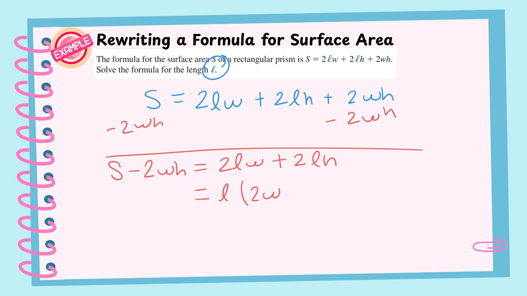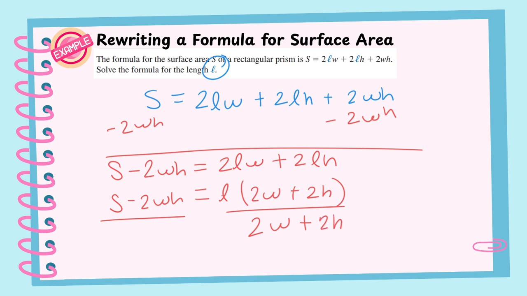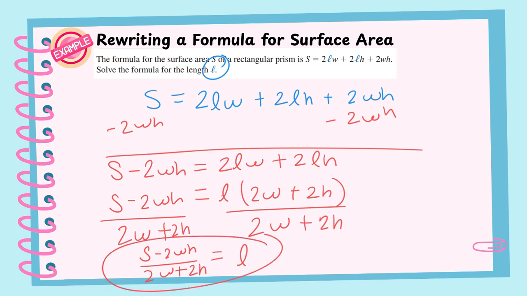So I'm going to have L times 2 times width plus 2 times height equals S minus 2 times width and height. Now I can divide by what? 2W plus 2H on both sides. And I'm left with L equals S minus 2WH over 2W plus 2H. And that will be your answer.